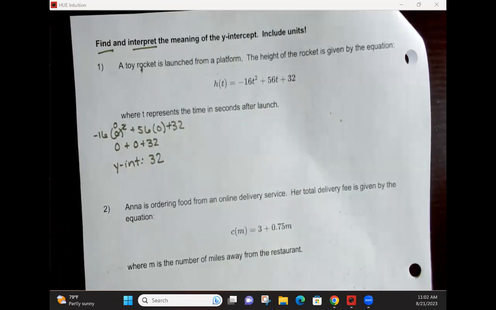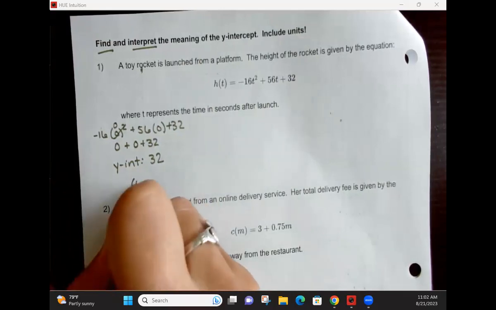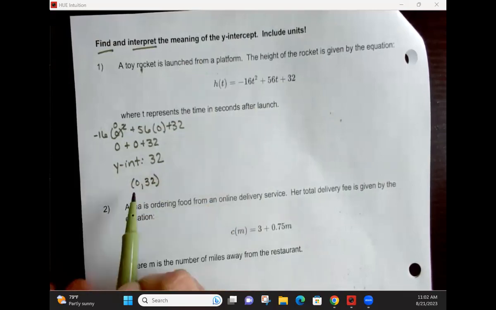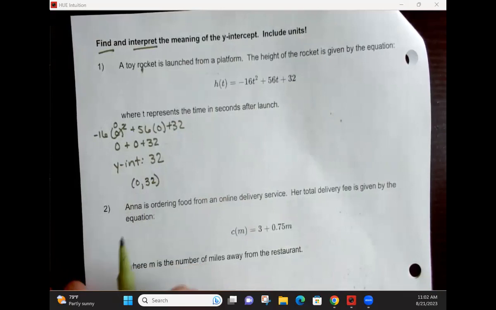Now for the interpret part. Remember, when I ask you to interpret something or explain something in the context of the problem, what I'm asking you for is essentially to assign the labels to the different parts of that point, right? So our y-intercept is 32 means we have the point (0, 32) on our graph. So I want to know, what does the 0 mean and what does the 32 mean? 0 what and 32 what? Anybody want to take a stab at this one?